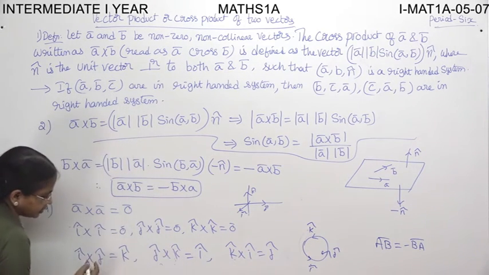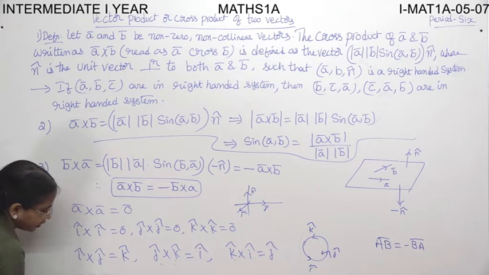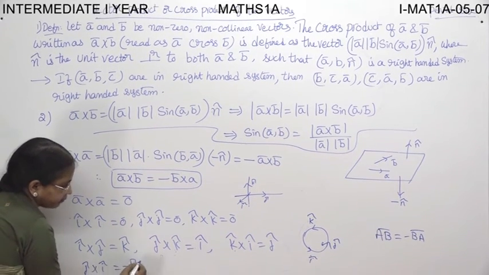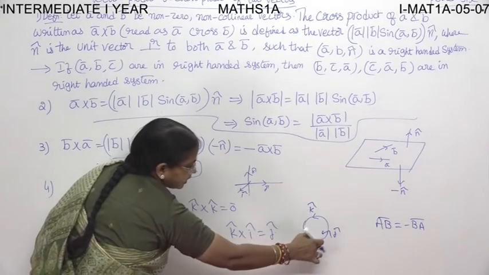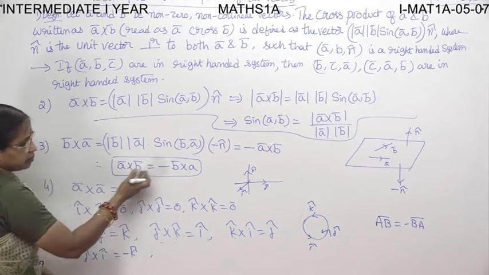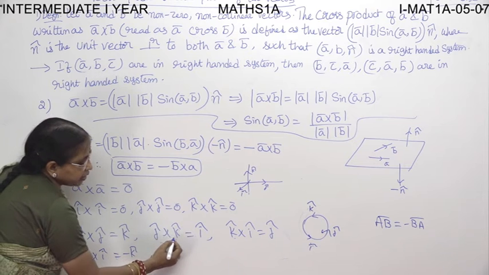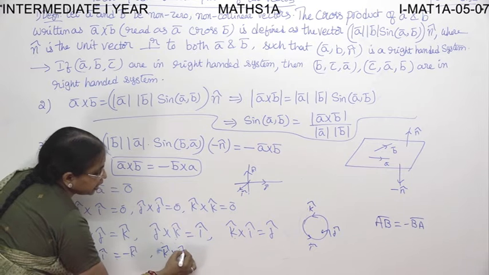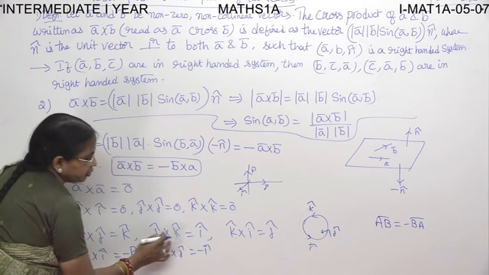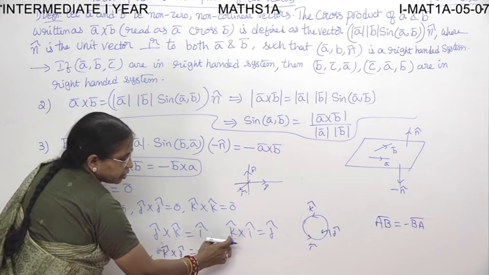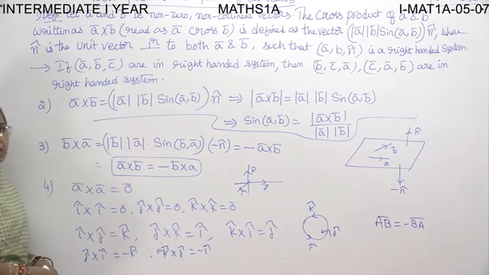Suppose I interchange. Suppose they are not in that cyclic order. Suppose I have J cross I, I should write minus K. J cross I is in this direction now, so I should change the sign. Similarly, you can think of this formula: J cross K is I, so K cross J will be minus I. When you interchange, you should change the sign. Similarly here, I cross K will be minus J, like that.